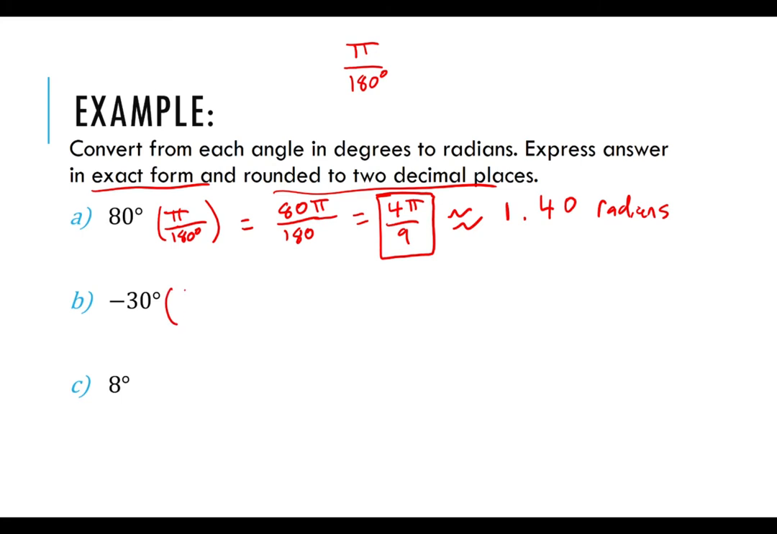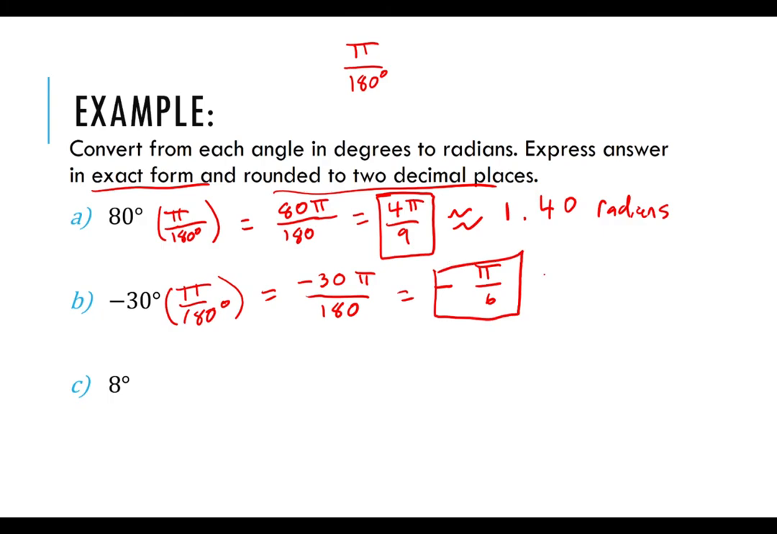Now we just repeat the same process. Negative 30 degrees times pi over 180. The degrees cancel. And then we're going to be left with negative 30 times pi divided by 180. Then we want to reduce the fraction. That reduces to 1/6. Make sure you remember that it is negative, so that's negative pi sixth, which, that's our exact form. Pi divided by 6 is going to be approximately negative 0.5. 2 decimal places, I get 0.523, so that's 0.52.